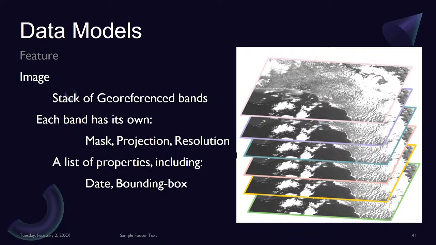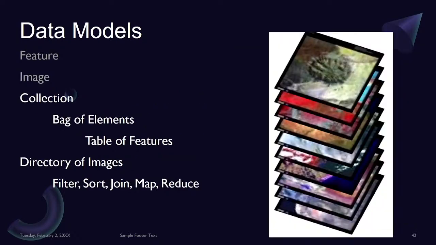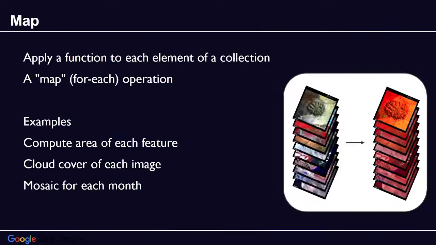So vector data is represented as a feature, and raster data is represented as an image or stack of geo-referenced images. Then what is called a collection. A collection is a bag of elements, where multiple features or multiple images are combined together. Like all images of Landsat 8 acquired till today are combined in a collection called Landsat image collection, similar to Sentinel image collection, or when there are multiple features combined together, it is called a feature collection.